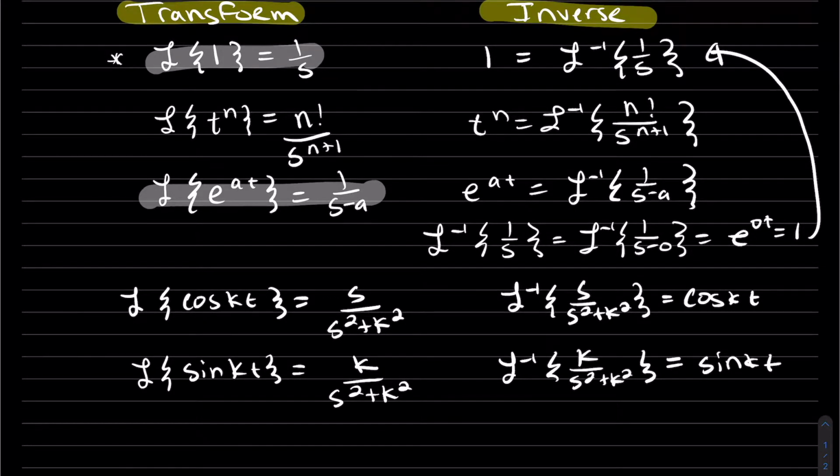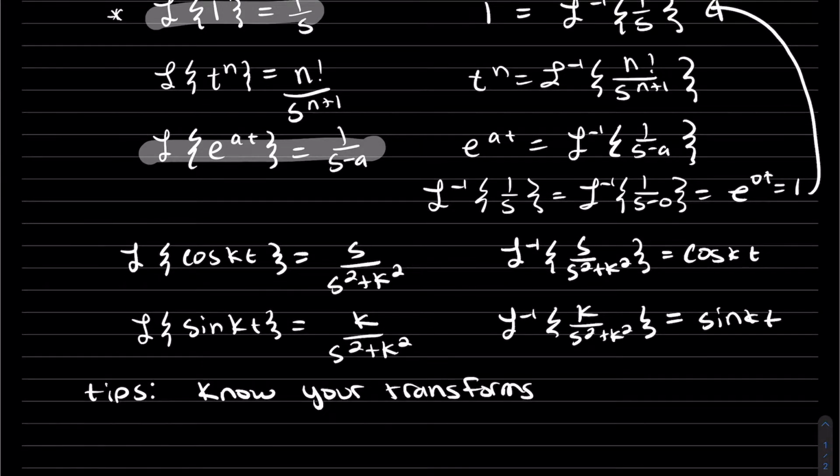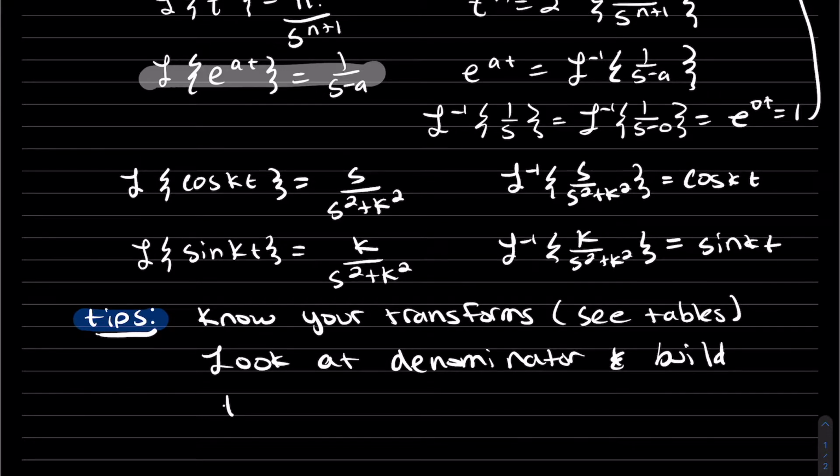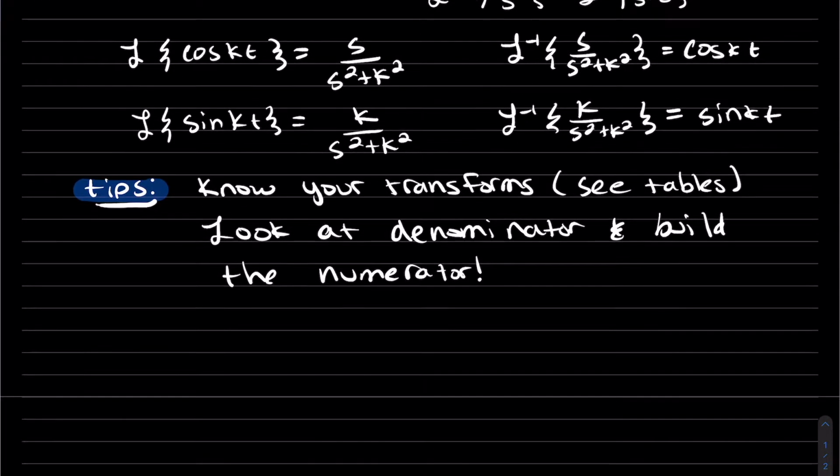So a couple tips. You want to know your transforms. Basically, we want to see the tables. We want to look at the denominator and build the numerator. So let's look at some examples.